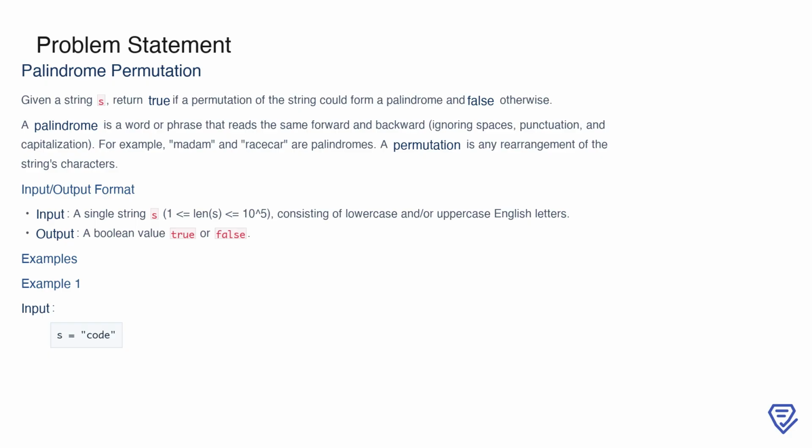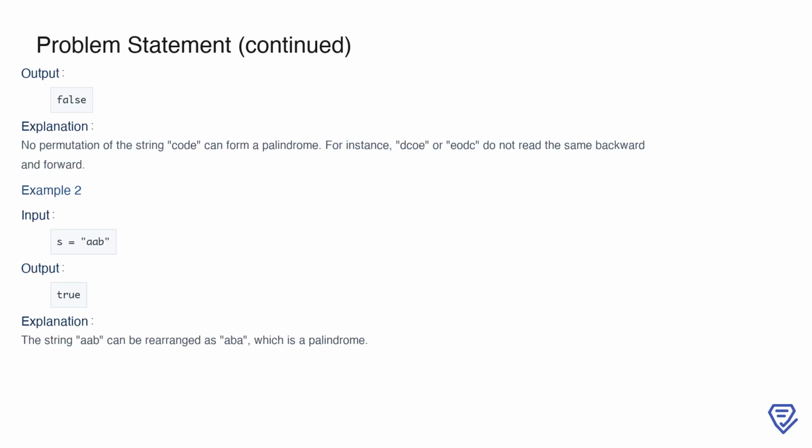For example, consider the string madam, it's already a palindrome, but something like aab can also be rearranged into aba, which is a palindrome. So, for the input string s, our output will be a Boolean value, true if a palindrome permutation is possible and false otherwise. The string can contain both uppercase and lowercase letters, and the function should handle strings of lengths up to 100,000 characters efficiently. Now, let's look at some examples to better understand the problem.